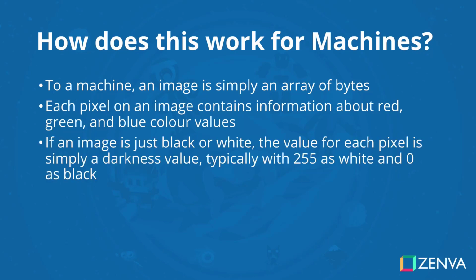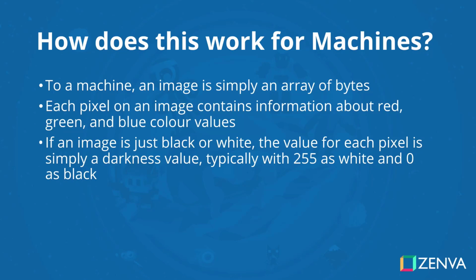Now, if an image is just black or white, typically the value is simply a darkness value. I guess this actually should be a whiteness value, because 255, which is the highest value, is white, and 0 is black. And that means anything in between is some shade of grey. So the closer to 0, the lower the value, the closer it is to black. And the higher the value, close to 255, the more white the pixel is.